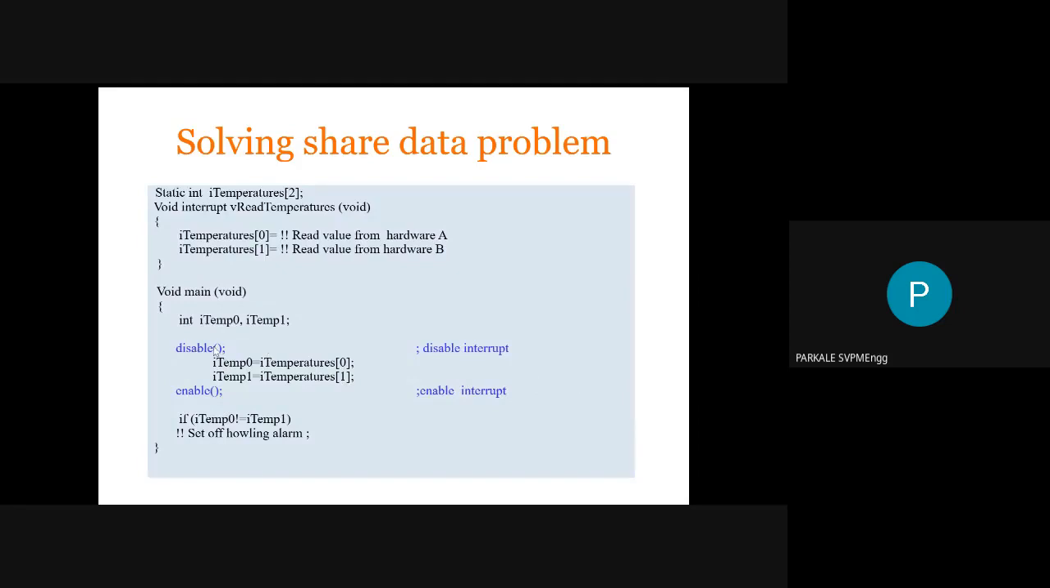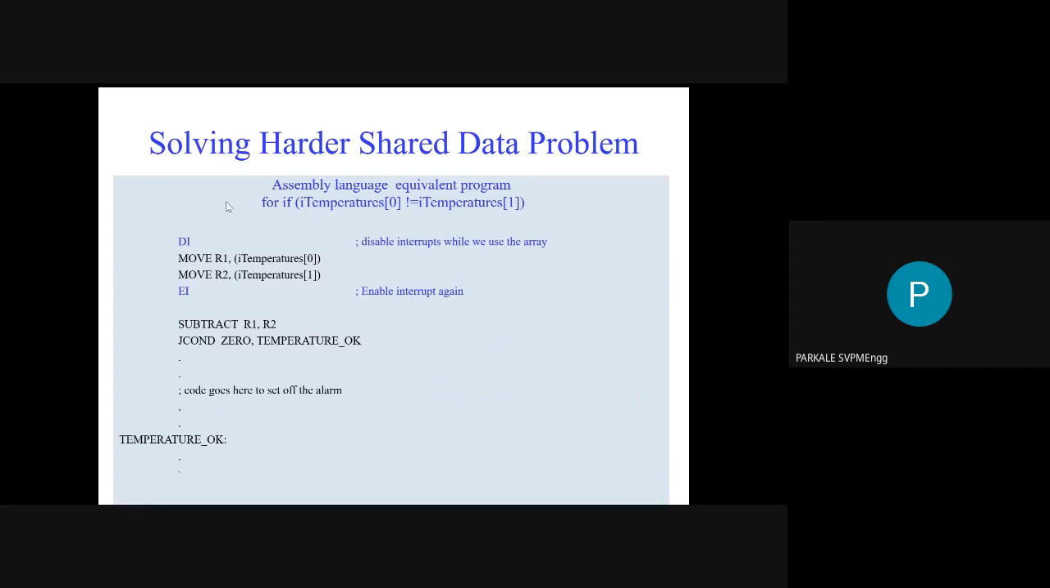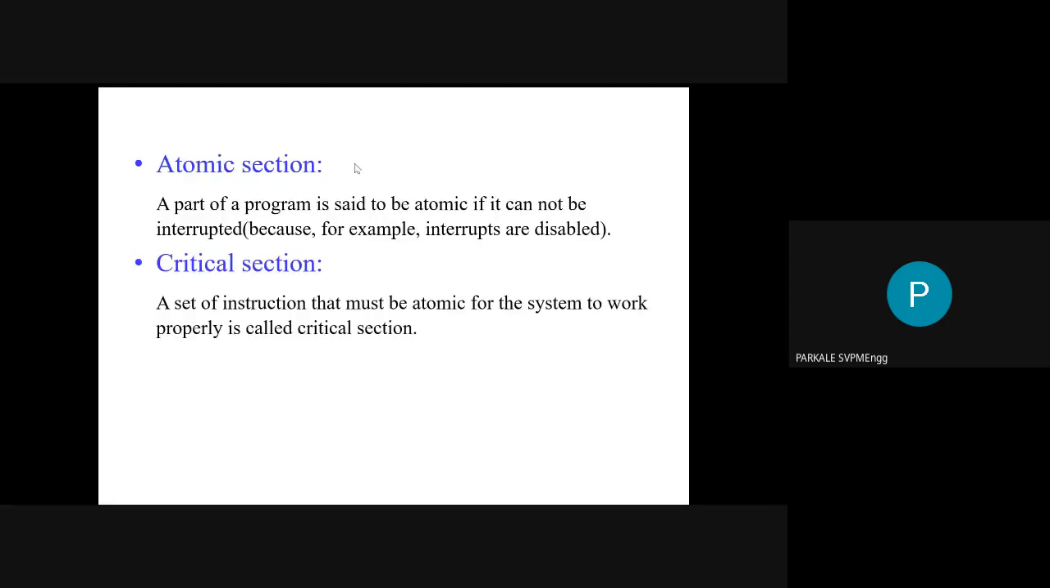And these two functions, disable and enable, are available in all the compilers, mostly in the C compilers. These two functions are already available. Now, how to solve the shared data problem in your assembly language? Whatever we have seen in the instruction set, there are two instructions called DI, disable interrupts, and EI, enable interrupts. By using these two instructions, you can disable the interrupts whenever you are going to use the shared variables, and once you have used the shared variables, you can enable your interrupt. So this is how you can come out of the shared data problem.